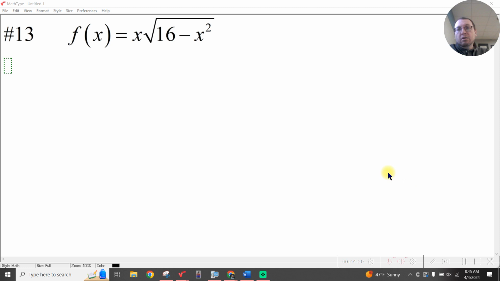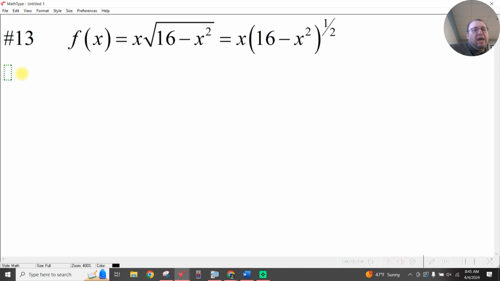So, number 13: x times the square root of 16 minus x squared. Oh boy. Anybody know what we've got going on here? There's two things that we all love, two kinds of rules that we're going to be using. Chain and product. Yes, chain and product. Now before I even get started, since I'm doing derivatives, you know what I'm going to rewrite this as? I'm going to rewrite that square root as just to the 1/2 power.